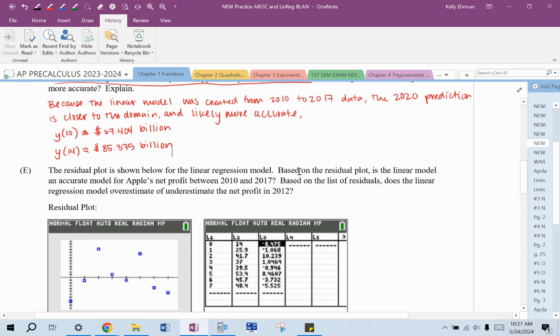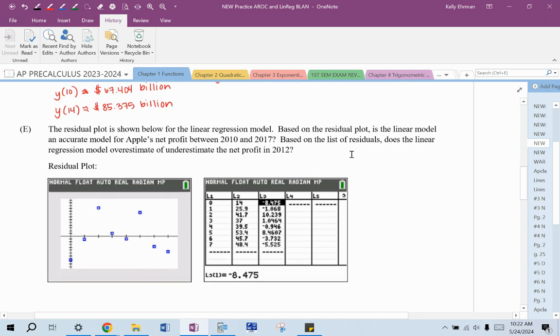Okay, the residual plot is shown below for the linear regression model. Based on the residual plot, is the linear model an accurate model for Apple's net profit between 2010 and 2017? And then based on the list of residuals, does the linear regression model overestimate or underestimate the net profit in 2012? So these are both common questions for our AP exam, whether we're looking in multiple choice or free response. So let's take a look at this. The residual plot kind of has a pattern again. It's not a perfect parabola, but it's weird to have this kind of M shape looking thing.